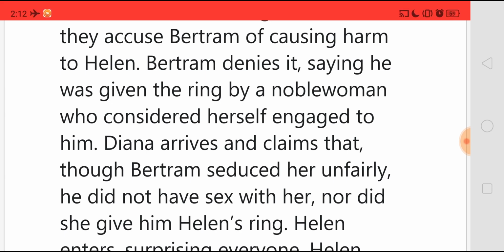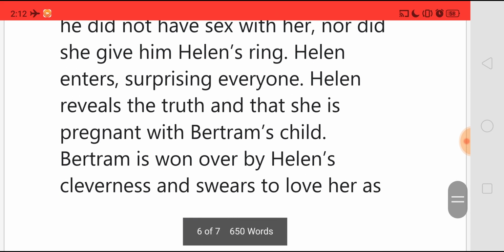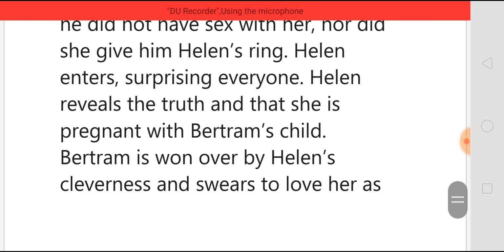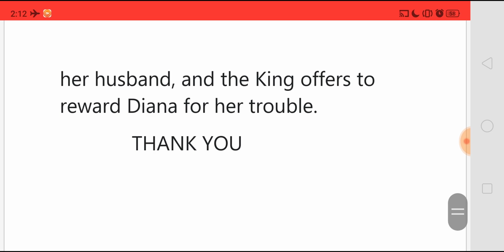Diana arrives and claims that though Bertram seduced her unfairly, he did not have sex with her, nor did she give him Helen's ring. Helen enters, surprising everyone, and reveals the truth, and she also says that she is now pregnant with Bertram's child. Now Bertram is won over by Helen's cleverness and swears to love her as a husband, and the king offers to reward Diana for the trouble she has taken, and the play ends here.